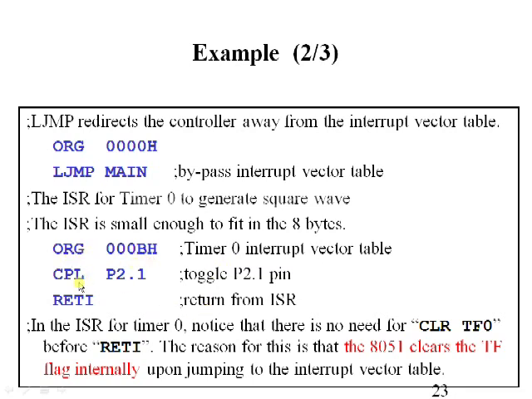Now in this ISR I'm writing CPL, which is nothing but complement P2.1. So whenever the interrupt is generated, then this P2.1 gets complemented. In the ISR for timer 0, notice that there is no need for CLR TF0. Why? Because the 8051 clears the TF0 or TF1 flag internally upon jumping to the interrupt vector table.